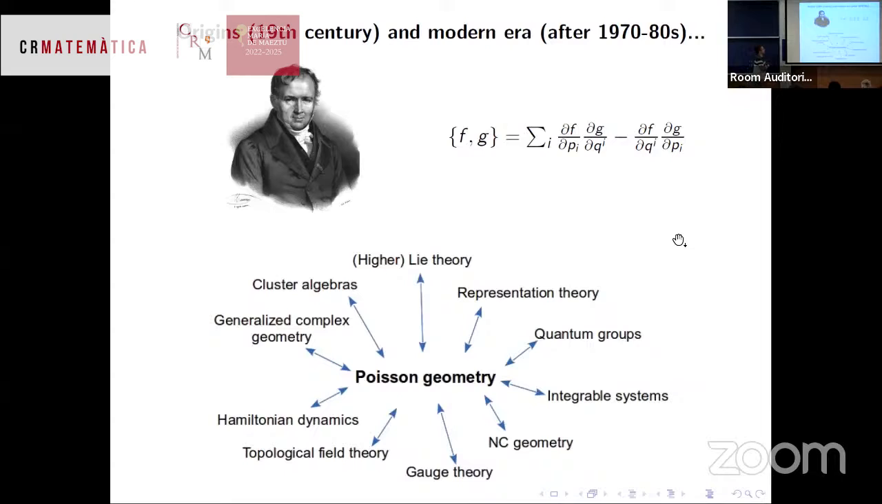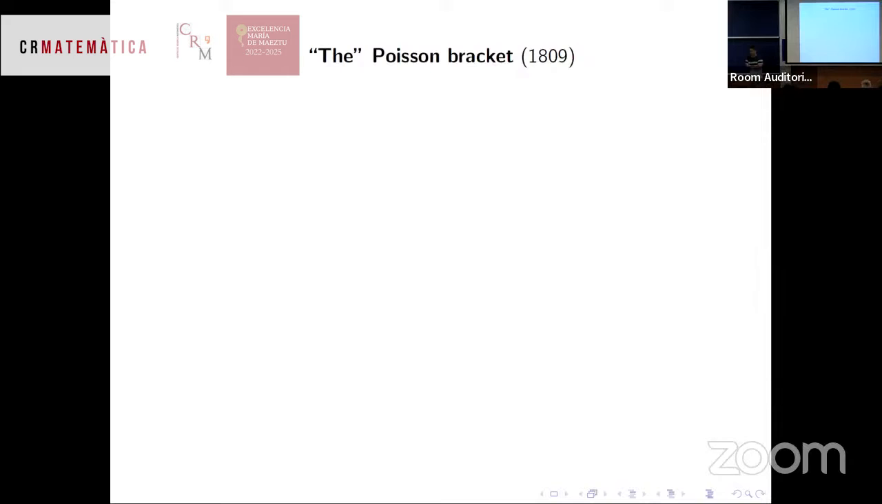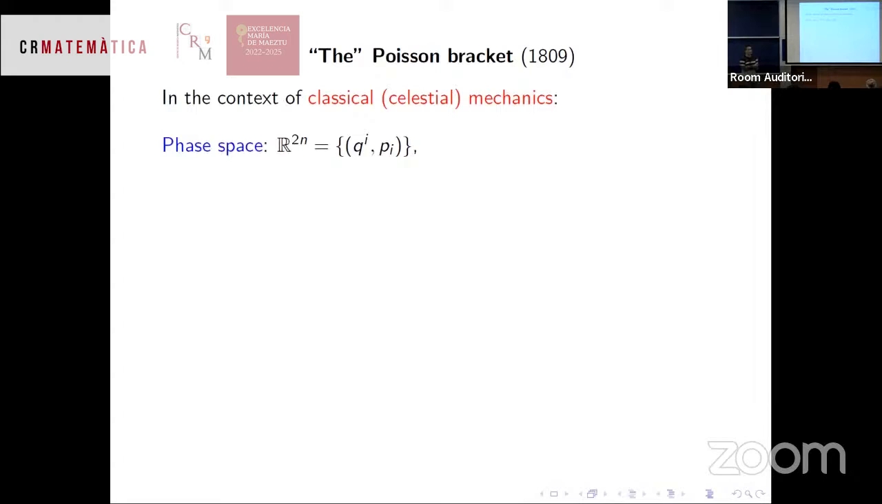Okay, so let me start talking about the Poisson bracket. This was introduced, as I said, in the early 19th century in the work of Poisson, and he was interested in having a formulation of classical mechanics motivated by concrete problems in celestial mechanics. And as a summary of the setup of geometric mechanics, what we have is the following. So usually we have a space that we call the phase space, which, for him, was R^2n with coordinates q and p. This is supposed to represent the q's as the configuration of possible particles, and the p's the momenta or velocities.